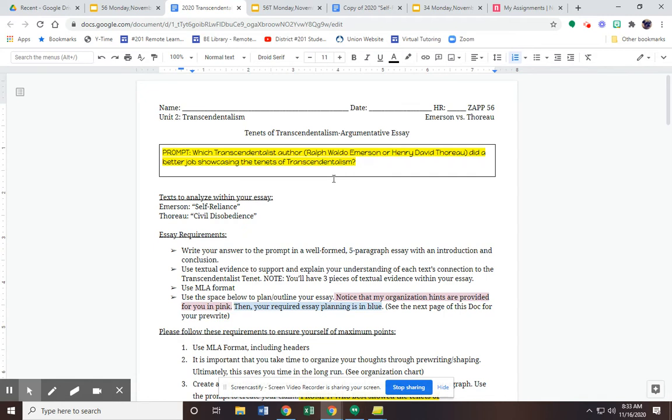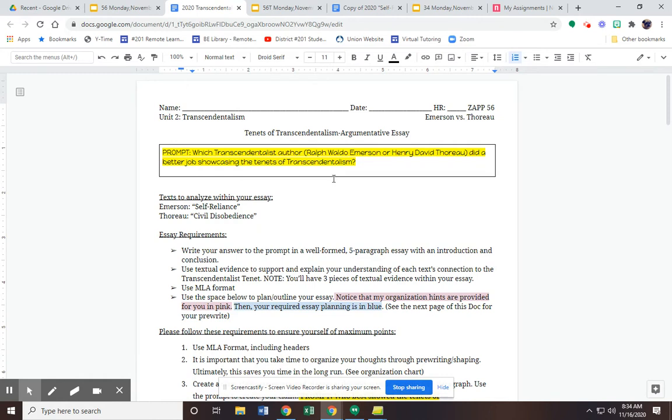That's your claim. Then in an argumentative essay, what makes it an argument is that someone disagrees with you. So then you have what's known as a counterclaim. That lets us know what your opposition believes. If you thought, for example, Emerson did a better job, then your counterclaim would be talking about Thoreau, right? Other people think Thoreau did a better job. Does that make sense? And then your final part of an argument is called the rebuttal.